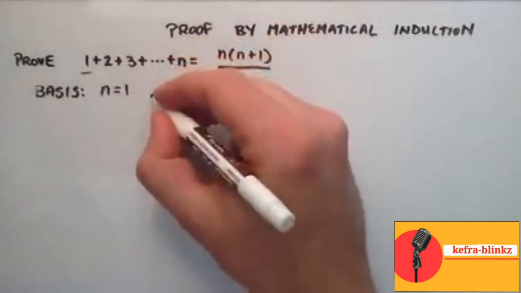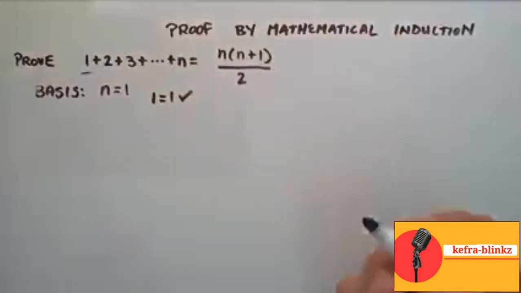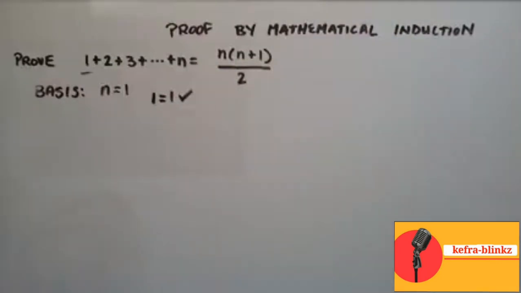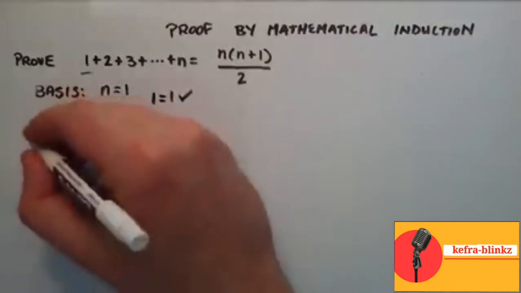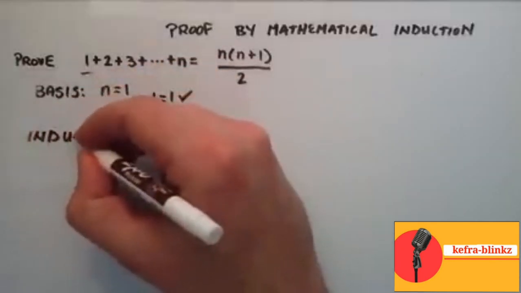We can just erase it. So for the basis case we have 1 equals 1, and that is a true statement. And so since the basis case is true, we can proceed to the next step. The next step is going to be the induction step.